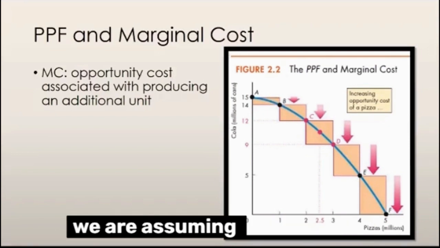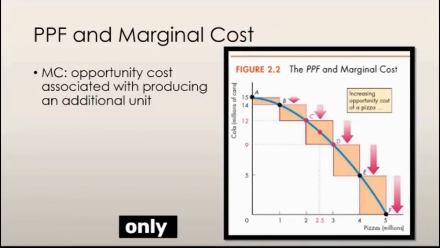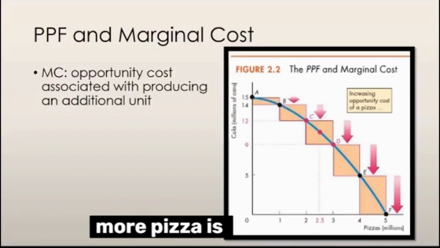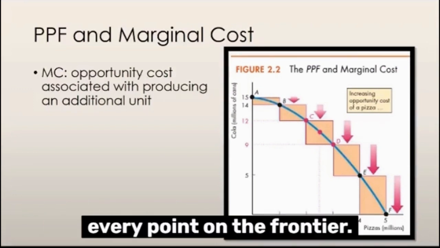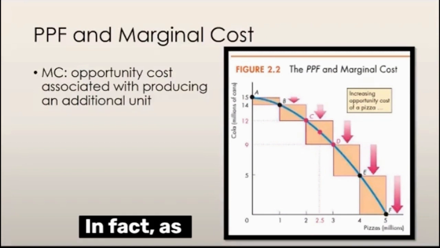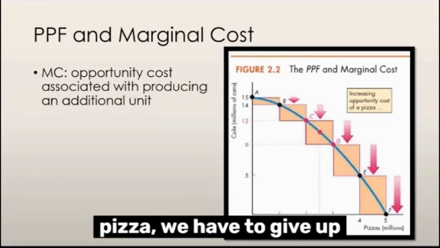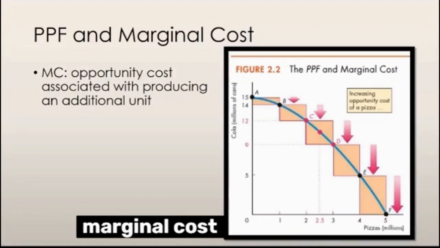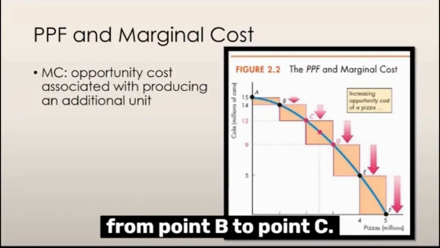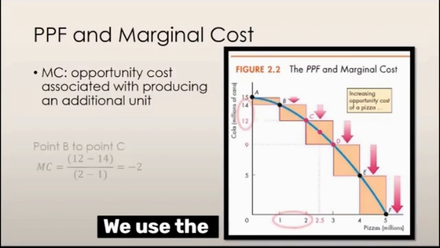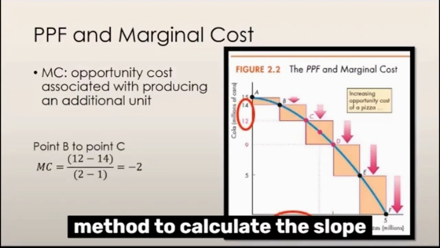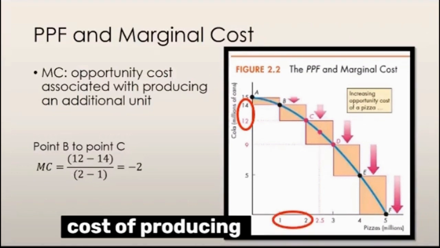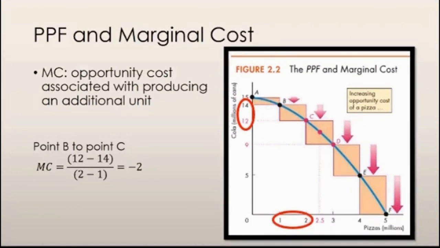In the graph to the right, we are assuming that we have an economy that produces only cola and pizza. The opportunity cost of producing more pizza is different on every point on the frontier. In fact, as we produce more pizza, we have to give up more and more cola every time. Let's calculate the marginal cost of pizza going from point B to point C. We use the rise over run method to calculate the slope of the PPF, which in turn gives us the opportunity cost of producing an additional unit of pizza.